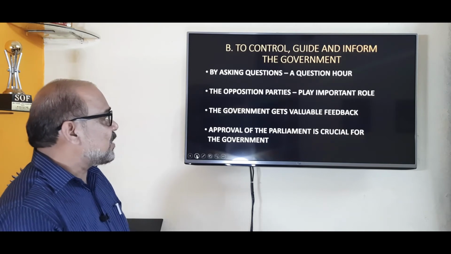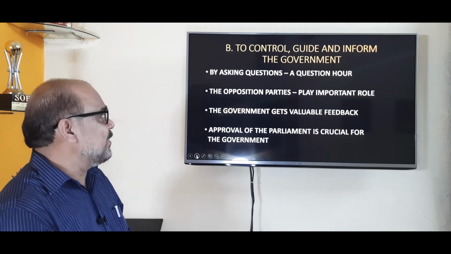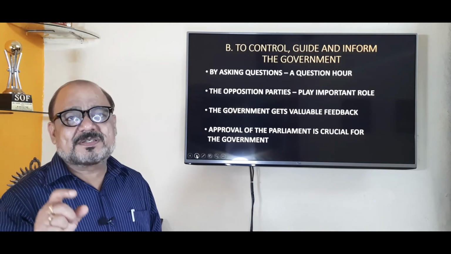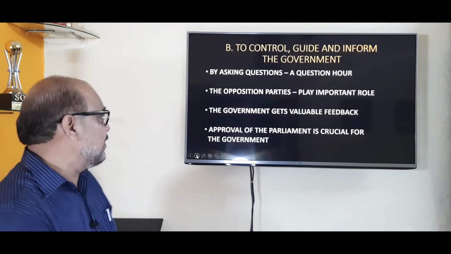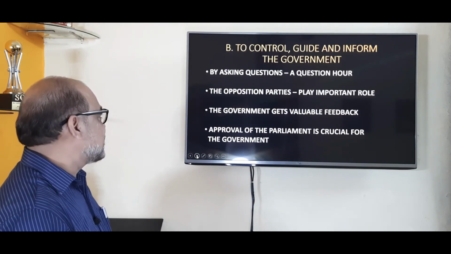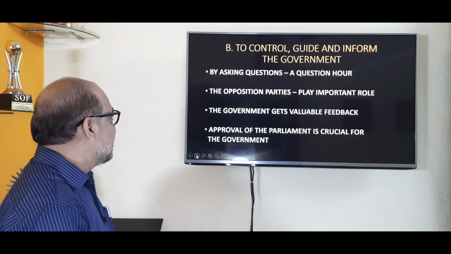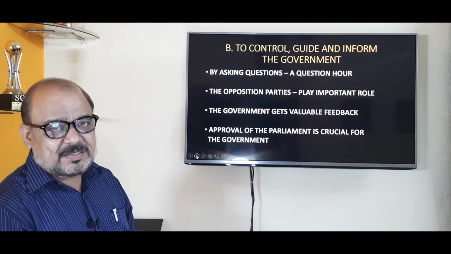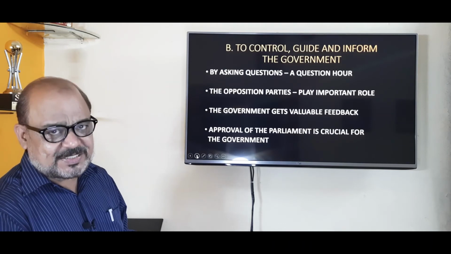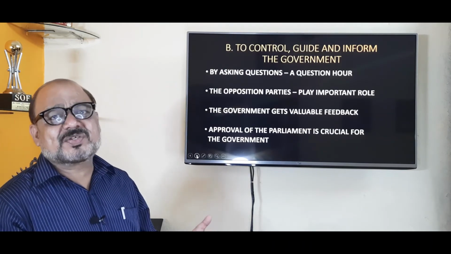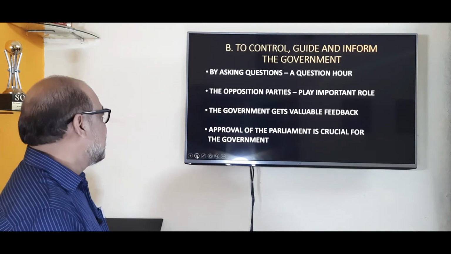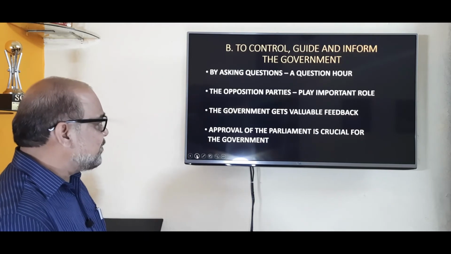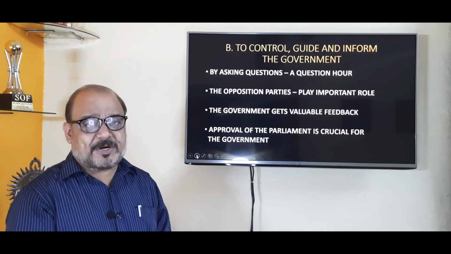B, to control, guide and inform the government. This is the second important function of the Parliament. And under this, there are some points. By asking questions in the question hour, the Parliament controls the executive, I mean the Prime Minister and the Central Council of Ministers. Then the opposition parties also play an important role.